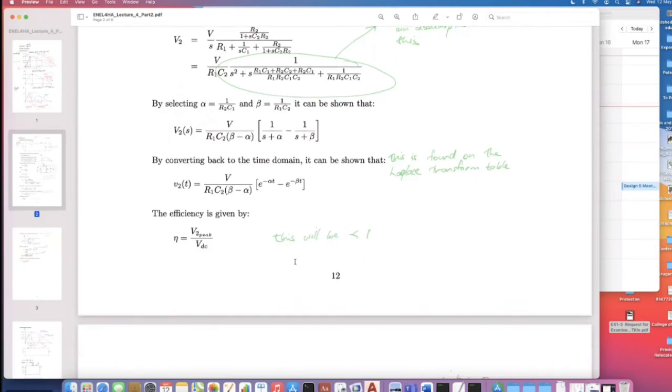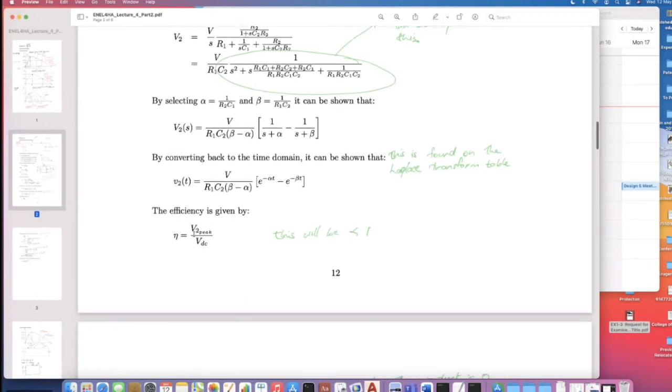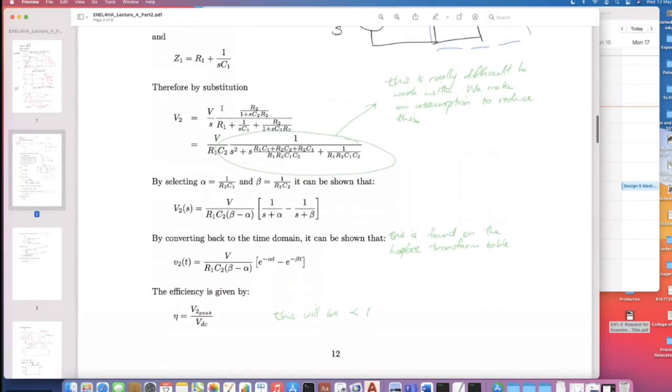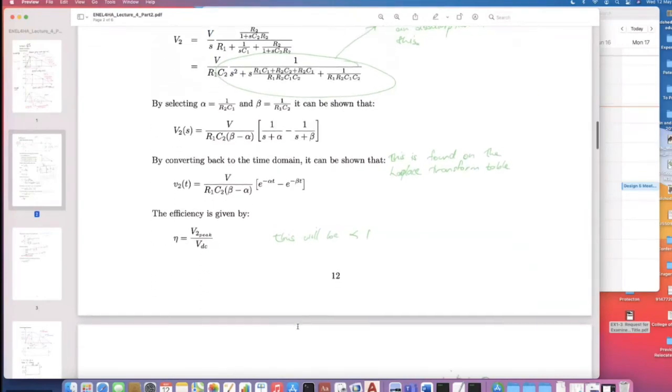There's a couple of other definitions that we need to look at. The first is efficiency. So that's defined as the peak across V2 divided by your DC voltage, your input voltage, V over here. So it'll always be less than 1.